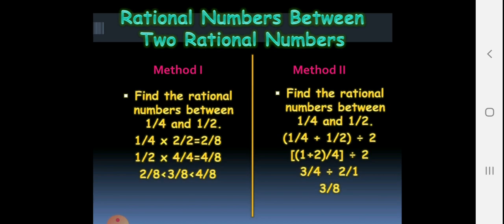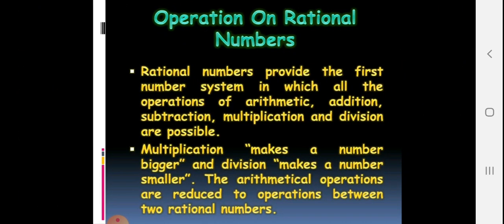So you can see which rational number is between 2 by 8 and 4 by 8? That is 3 by 8. Let's find the second method. Now 1 upon 4 and 1 upon 2. You will add them and then finally divide by 2. So you will get the exact middle number which lies between two rational numbers. But the most commonly used method is method 1.